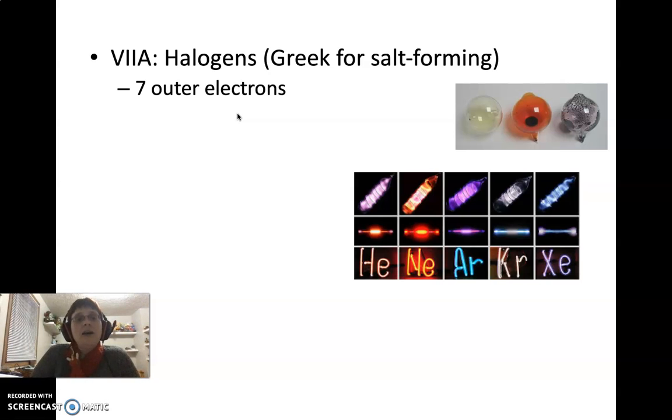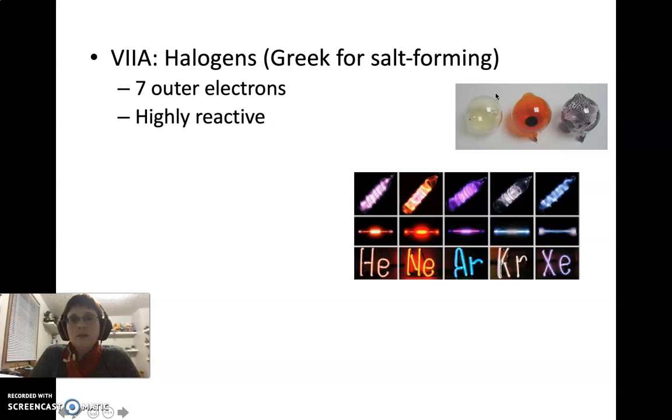And this group, I know it's a surprise, is going to have 7 outer electrons in its outermost shell. These are highly reactive. So when these guys are around, they will very much want to react with other elements when they run into ones that they can react with.